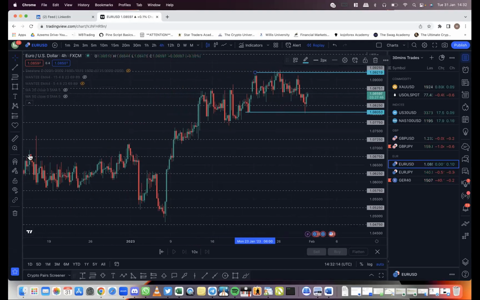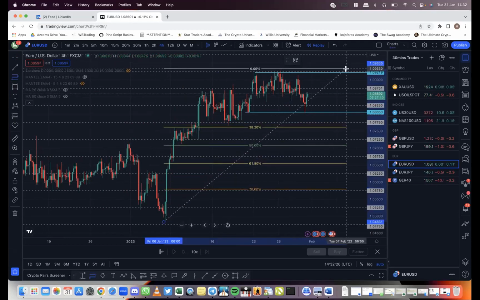In this case, let's even pull a Fib and see where it could come to bounce off. If it is not bouncing off there, we are looking at, okay, if it breaks here, we can come to the 60 or even all the way to the 50. Do you understand what I'm saying?